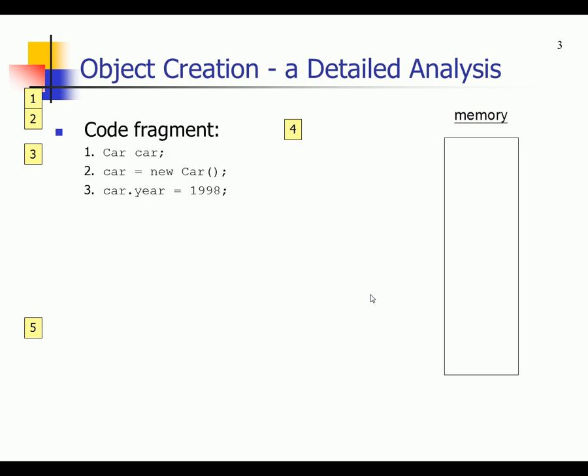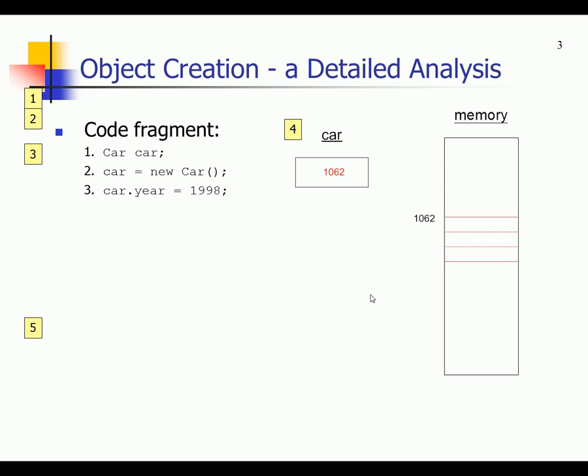Alright, so here's our code fragment. Let's look at this. The car, small c car, really doesn't have anything in it yet. We basically say we will be creating an object called car. It gets a spot in memory, but it really doesn't point to anything yet. We don't have it yet. Then we get to line 2, and it says car is equal to new Car.